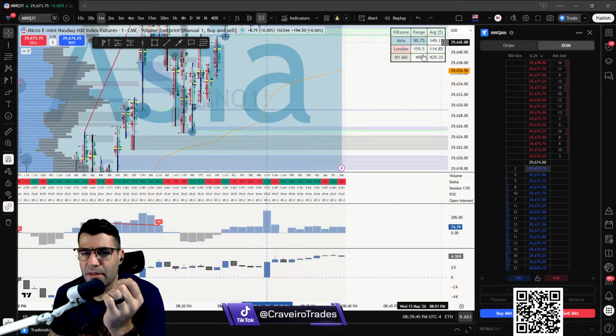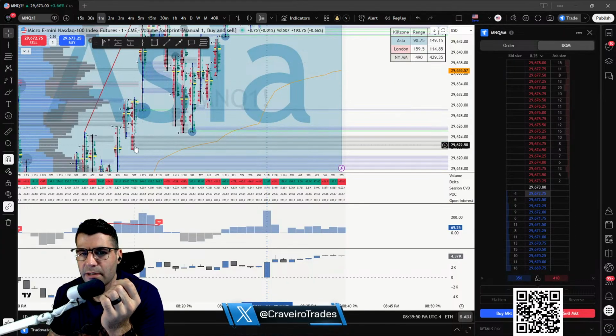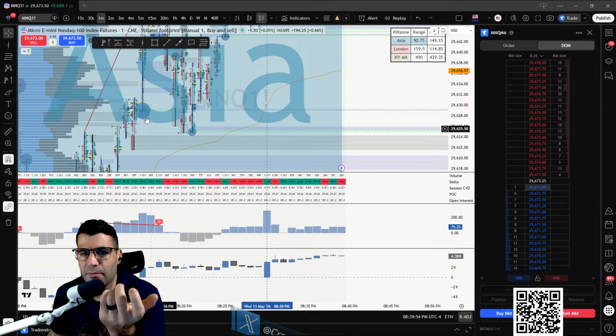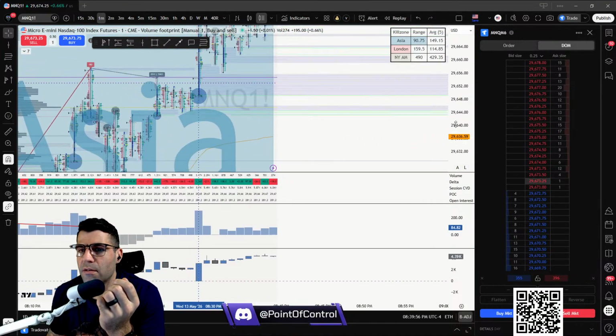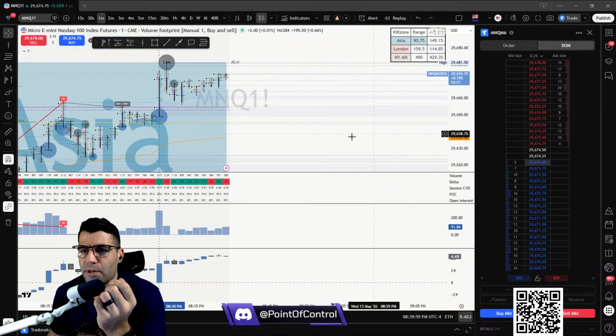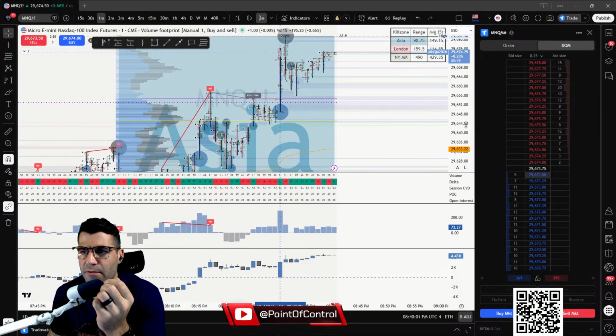We have trapped short sellers, trapped shorts right here. Price pushed higher, so they all took short positions there. They're in the red. They wanted price to go down, but now it's ripping up. So bulls are winning the race tonight, of course. We have ripped.